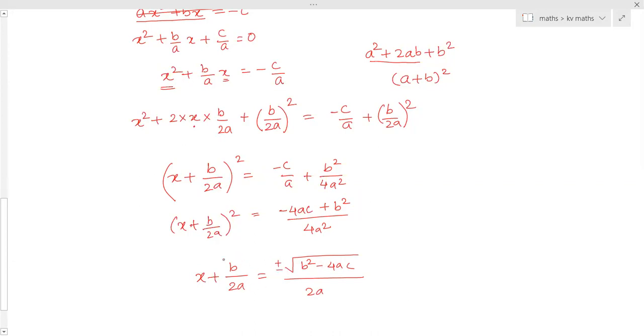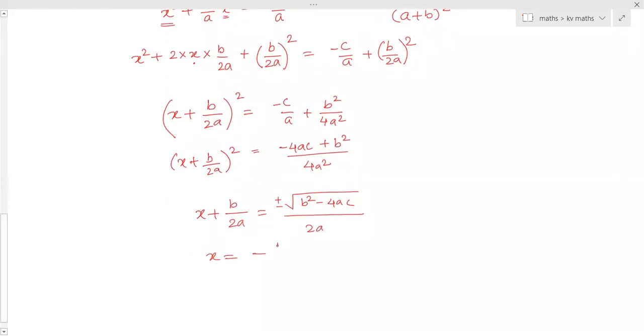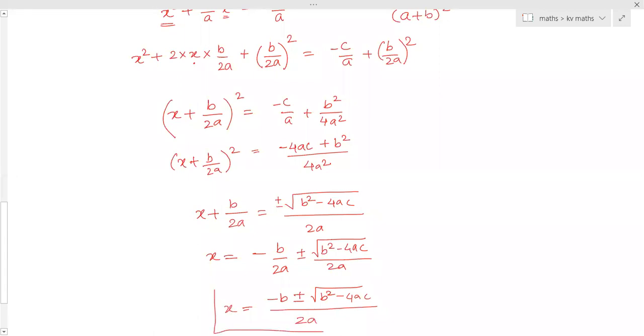So now bring this term this side. So x is equal to, LHS we have to bring it on RHS. Minus b by 2a plus minus square root of b square minus 4ac by 2a. And then write together: minus b plus minus square root of b square minus 4ac by 2a is the value of x. Got it? How we got the value of x?